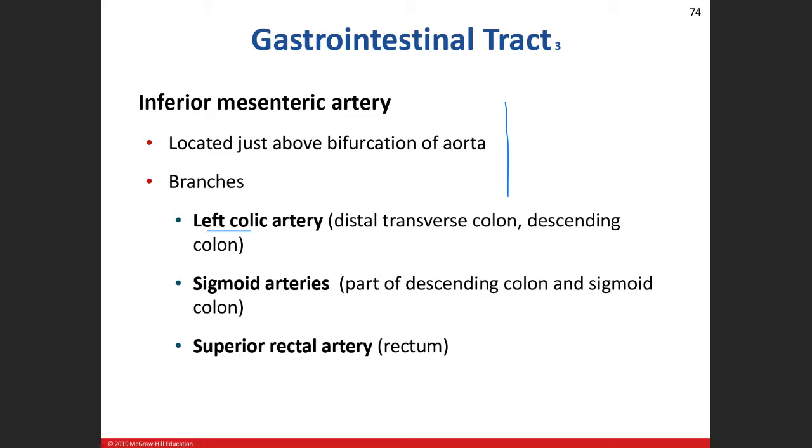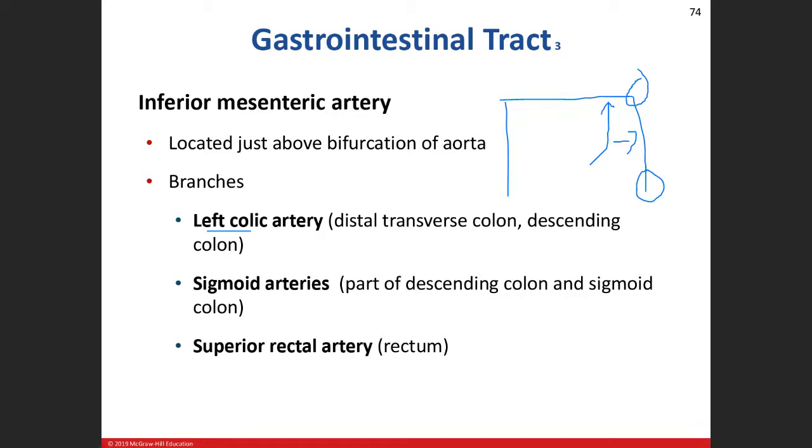Left colic is going to go up. Here's your intestines. So here's the splenic flexure. It's going to head up towards the splenic flexure and supply the distal portion of the transverse colon here. And then the descending colon. Sigmoid arteries, it's a bunch of just smaller arteries that are going to go towards the sigmoid colon mainly, and the distal portion of the descending colon.